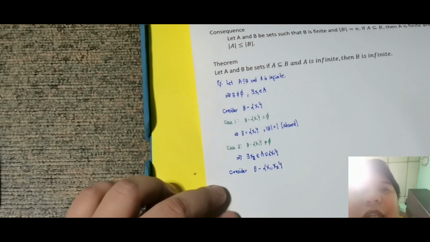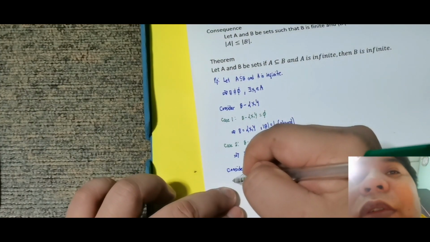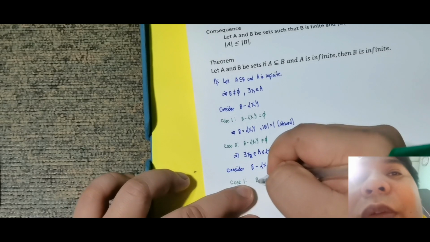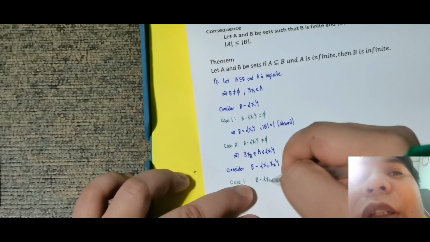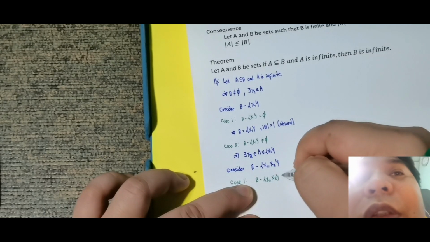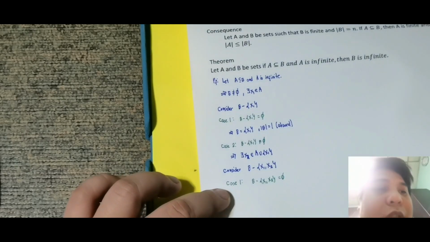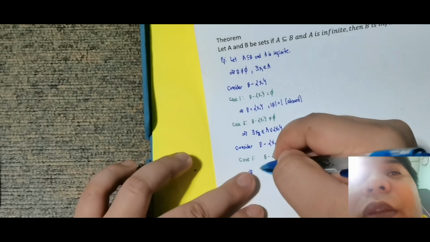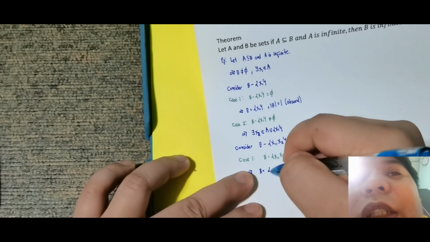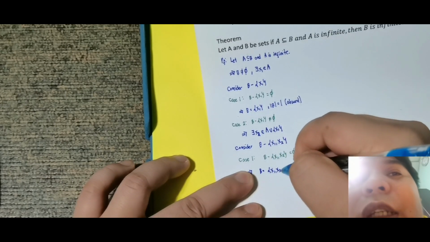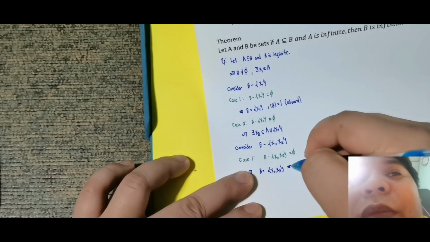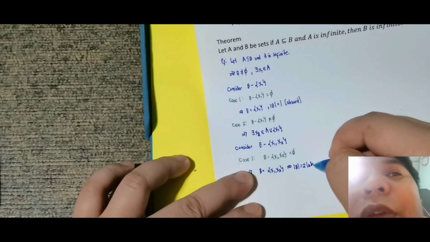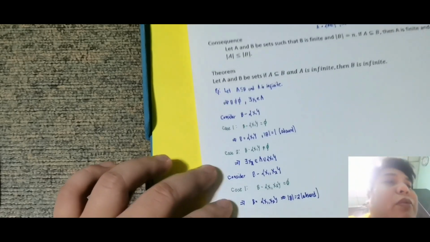So, for case 1, again, ano yung magiging case 1 nito? So, for case 1, that is B minus the set containing x sub 1 and x sub 2 is equal to empty. Which implies, ano ibig sabihin nito? Which implies that B is equal to the set containing x sub 1 and x sub 2, which implies that the cardinality of B is equal to 2, which is again absurd na hindi natin kailangan sa proving.